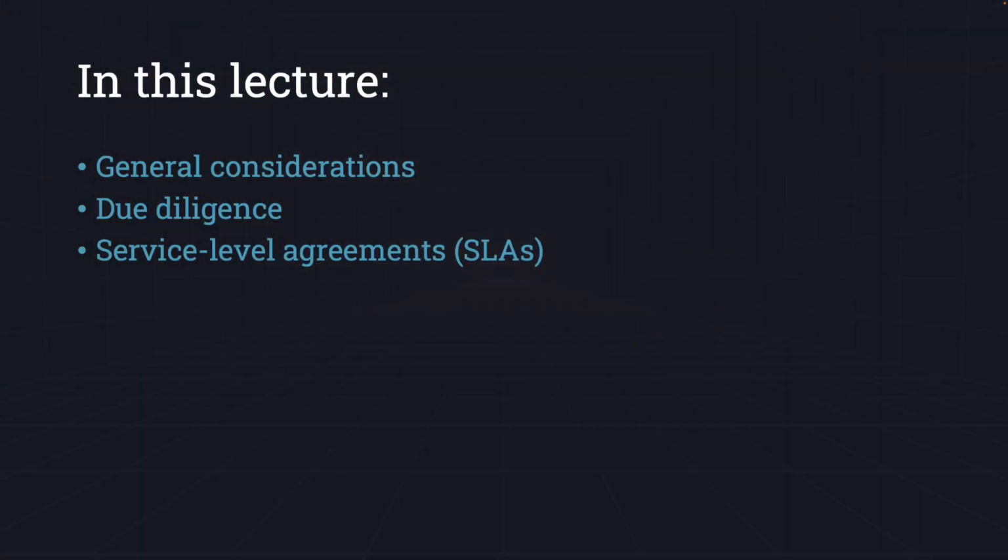In this lecture, we are going to begin a series on assessing vendors. We're going to start with some general considerations when it comes to choosing a vendor. We're going to spend most of our time talking about due diligence, and so when it comes to conducting research on a vendor, what are some things that you should have in mind? And we will conclude with a short discussion on service level agreements, or SLAs.